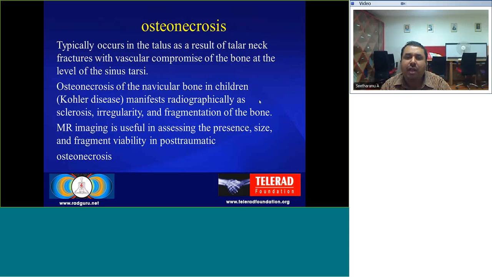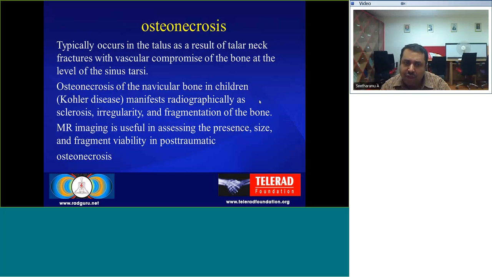Osteonecrosis typically occurs in the talus as a result of talar neck fractures with vascular compromise of the bone at the level of the sinus tarsi. Osteonecrosis of the navicular can also occur in children, which is referred to as Kohler's disease, and radiographically can be seen as sclerosed, irregular bone with fragmentation.